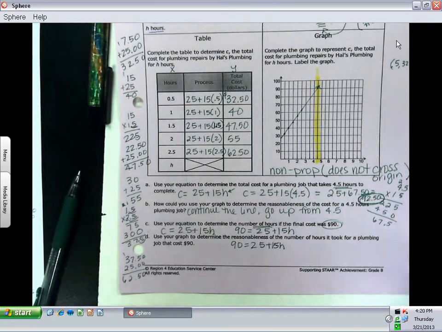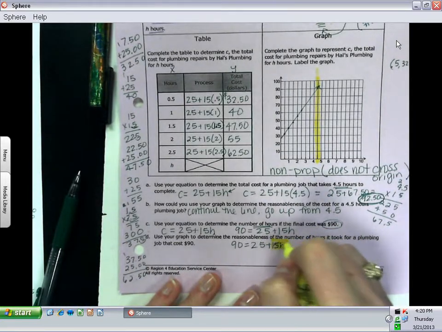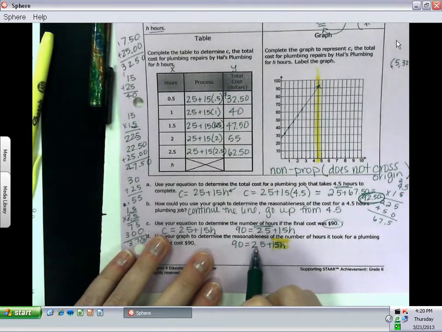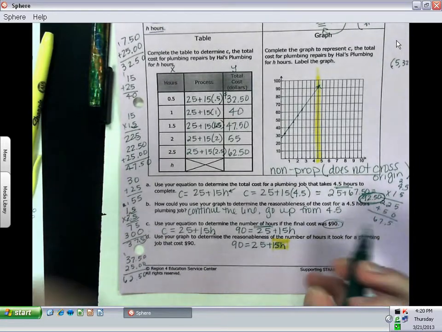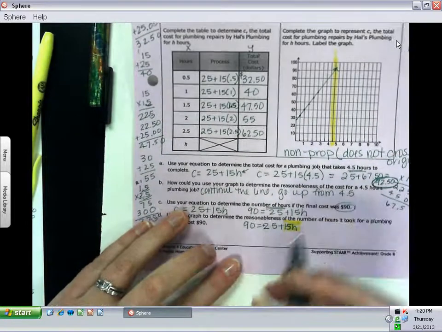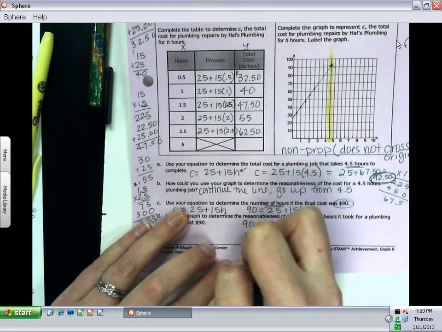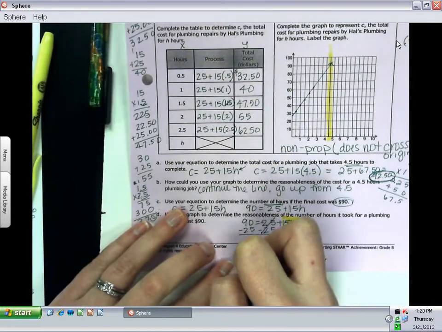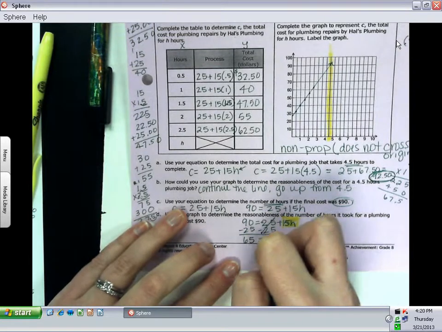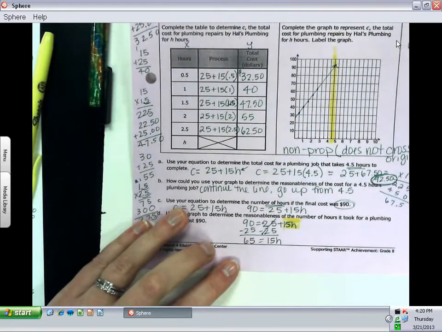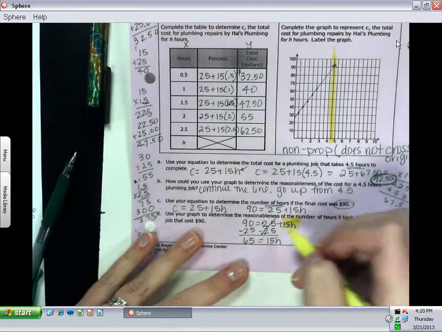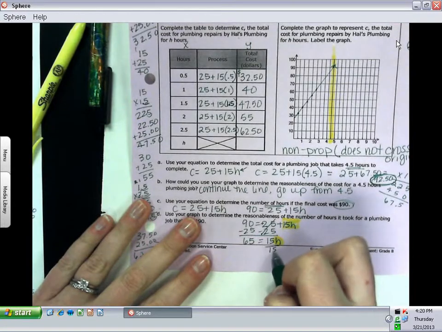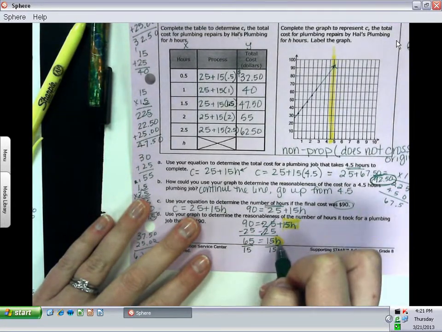So if I'm solving this, my goal right now is going to be to get 15H by itself. In order to do that, I need to get rid of the 25. And this is really a positive 25, so the opposite or the inverse would be minus 25. Those cancel. 90 minus 25 is 65. So I have 65 equals 15h. Now my goal is going to be to get h by itself. So I'm going to divide both sides by 15 because the inverse of this multiplication is division.